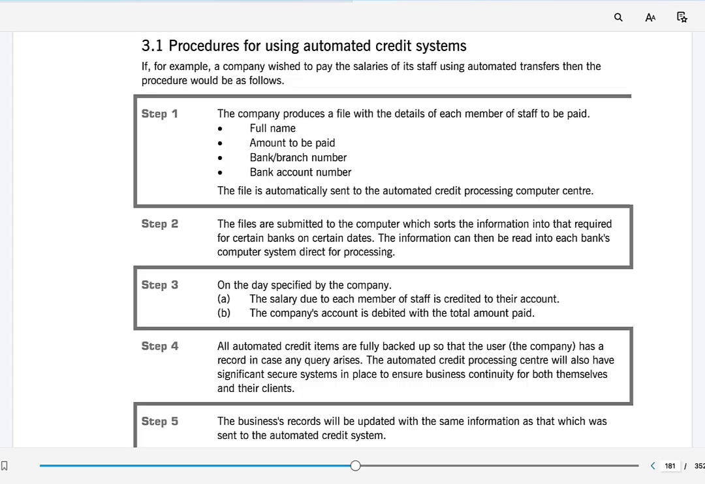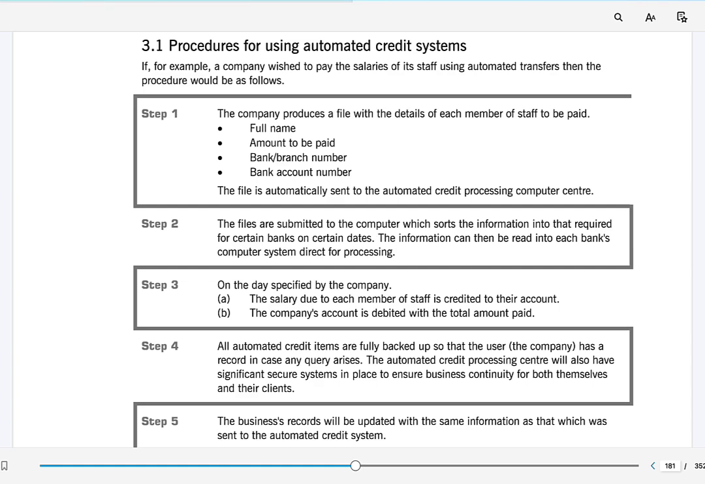They enter employee name, Ali, amount, $1,000. Bank code, Ali's bank code. Account number, Ali's account number. Then they enter employee name Sarah, amount $2,000, bank code, Sarah's bank code, account number, Sarah's account number. Then they enter employee name John, amount $1,500. Bank code, John's bank code. Account number, John's account number.